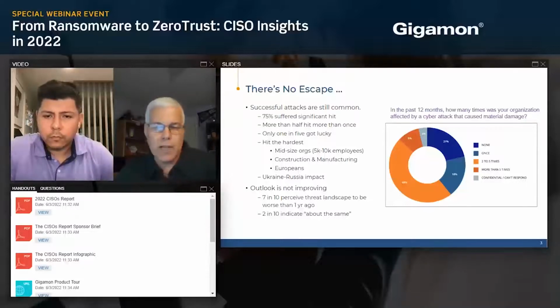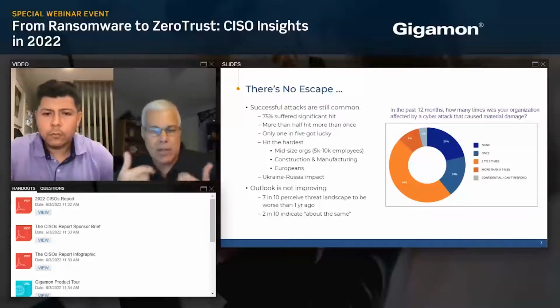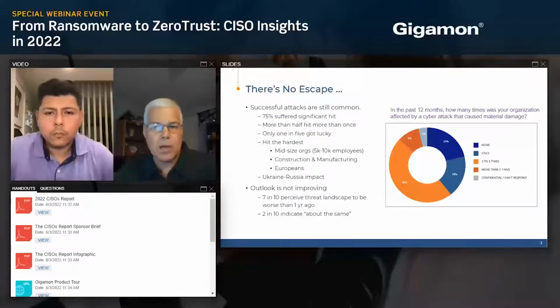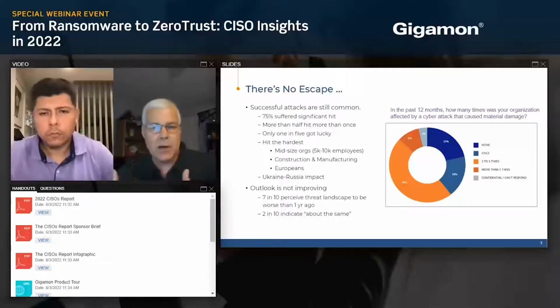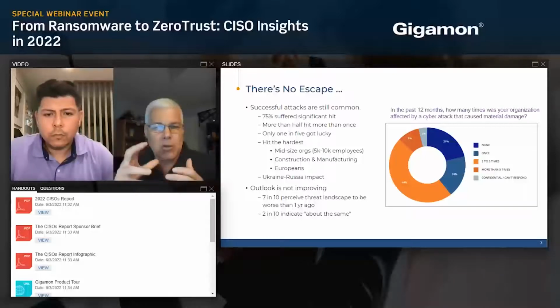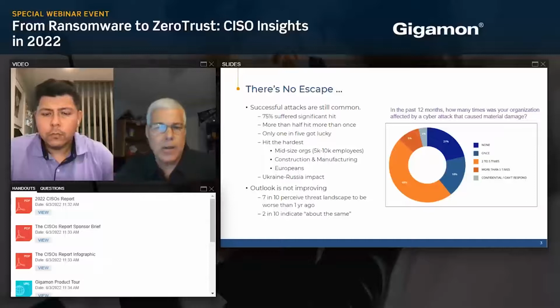In terms of vertical segments, we saw construction and manufacturing at the top of the list being hit the hardest. Not really surprising, at least to me, because I think historically those verticals have been underfunded when it comes to security, at least compared to some of the others on the list here. You see retail and technology coming in next. Funding is higher typically for those organizations, but they're also more attractive targets, and that's why they're pretty high in the list as well.